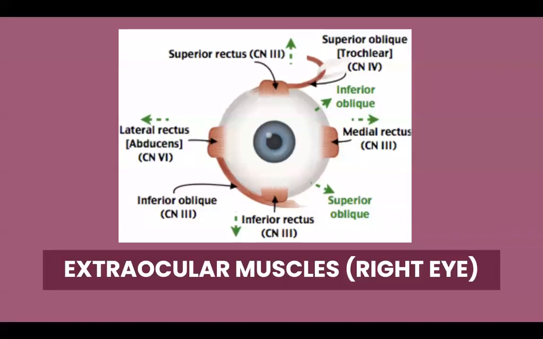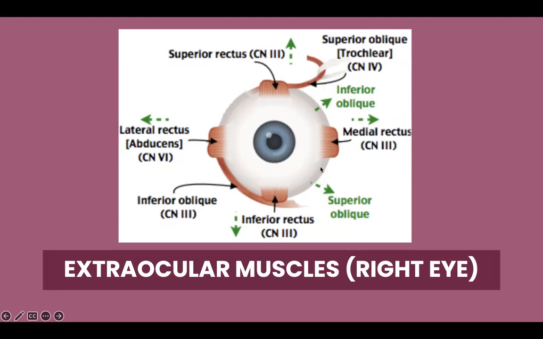This diagram is showing the extraocular muscle distribution around the globe. We have four rectus muscles, two similar in each opposite side: one superior rectus, inferior rectus, lateral rectus, and medial rectus. This is the right eye for sure. And two oblique muscles, inferior oblique and superior oblique.